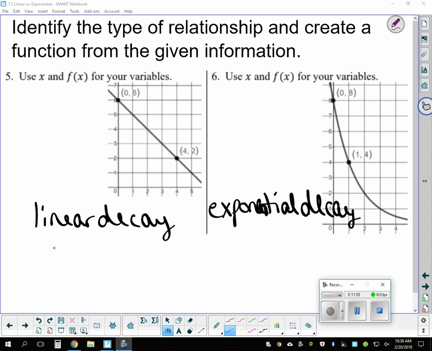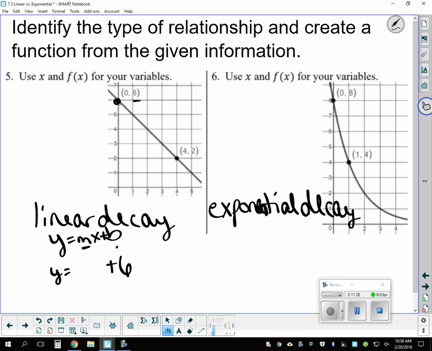Okay, so we know it's linear, so we're working with y equals mx plus b. So you need to know two things: your slope and your y-intercept. Well, your y-intercept is when your line crosses your y-axis, and there it is. The x value is always going to be 0, so we just need that y value, which is 6.